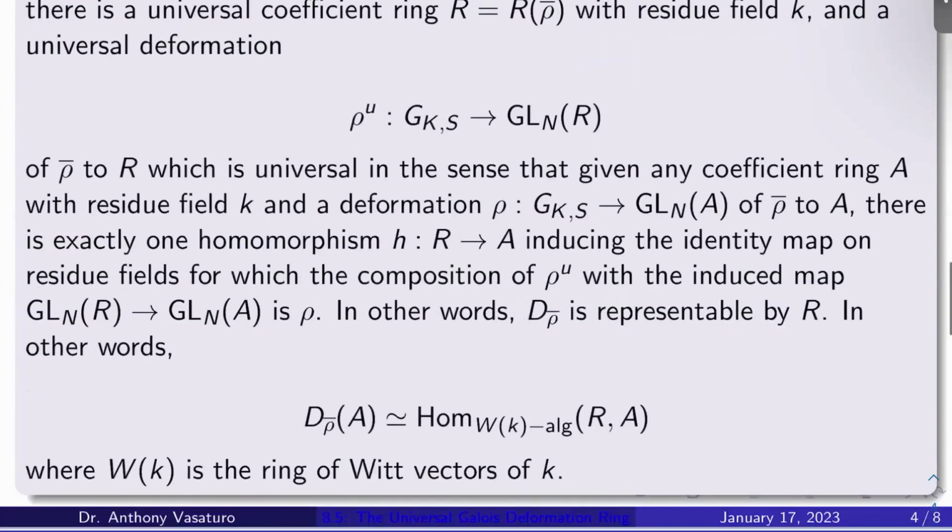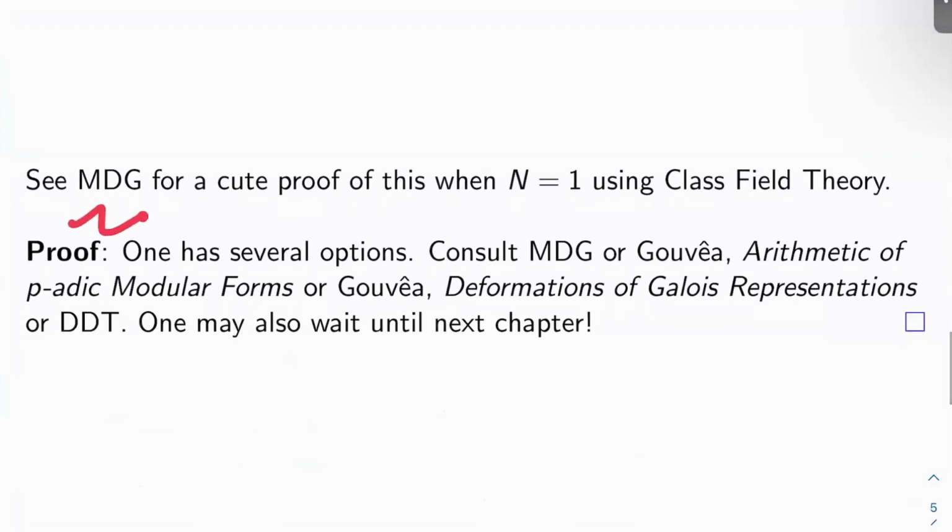Okay. So the proof is in Mazur's original deformation theory paper, and he also gives a cute proof of this when n equals 1 there using class field theory. If you want the actual proof, you can again see Mazur's paper, but you can also consult Gouvea's Arithmetic of p-adic Modular Forms, or his Deformations of Galois Representations, or the Darmon-Diamond-Taylor notes, or the next chapter of my notes, or Cornell, Silverman, Stevens. There's a bunch of places you can find this.